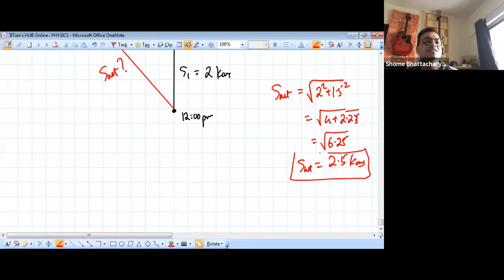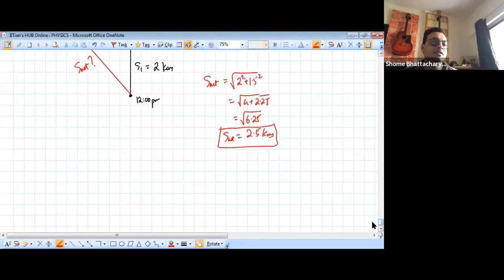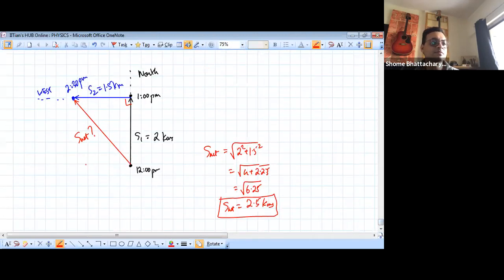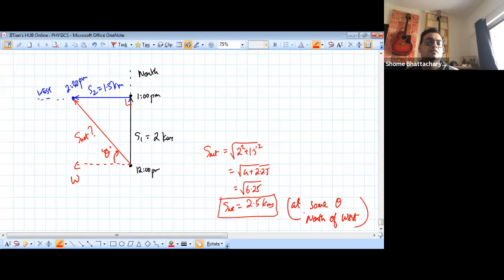Okay. Now, as far as the direction is concerned, the direction will become a little bit more complicated because you can see the direction of the net displacement is somewhere in between north and west. So if this is west and that one is north, there will be some angle theta here. Okay, so we'll have to find a way of finding theta. So it will be at some theta, which we don't know. So at some theta north of west, that will be the direction.